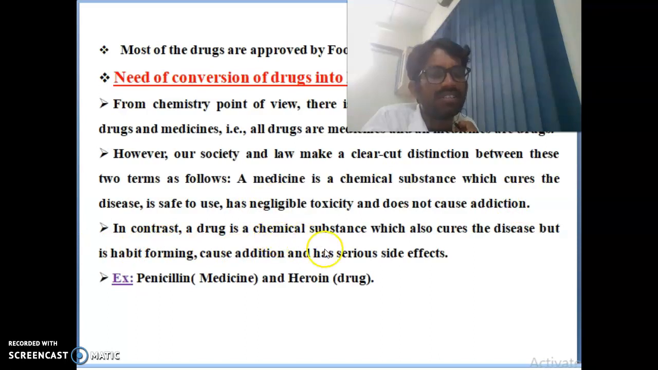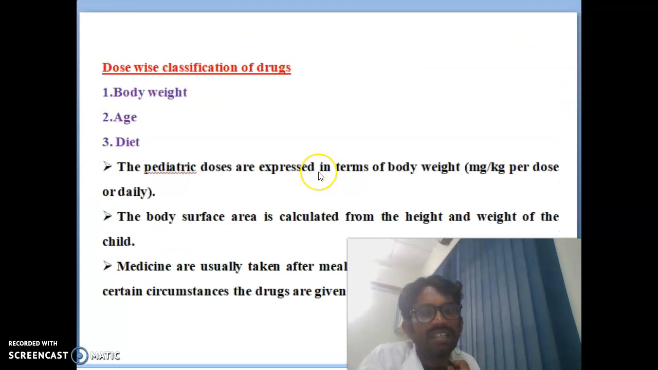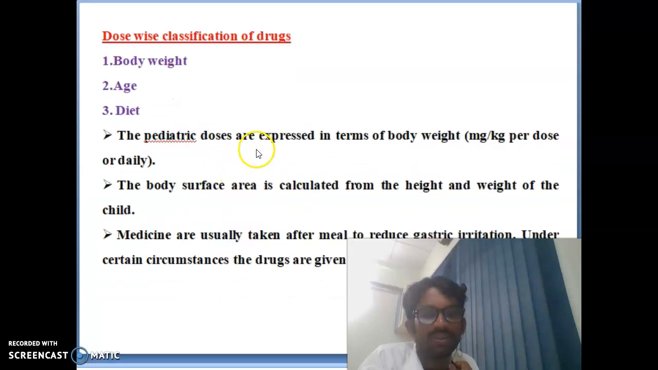A drug is a chemical substance which also cures the disease, but it is habit forming, causes addiction, and has serious side effects. That is the drug. So penicillin is one of the medicines and heroin is a drug, for example. You can see the next one, dose-wise classification of drugs. Drugs are classified based on body weight, age, and diet. The pediatric doses are expressed in terms of body weight, mg per gram for daily dose. And you can see this is the dose classification.